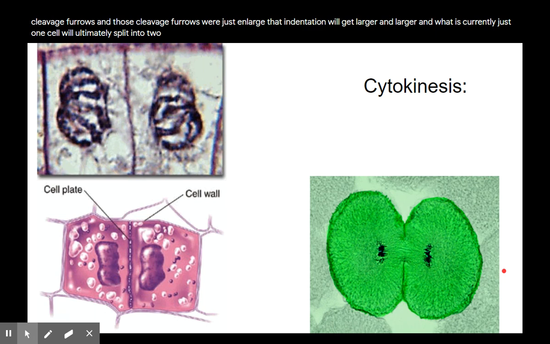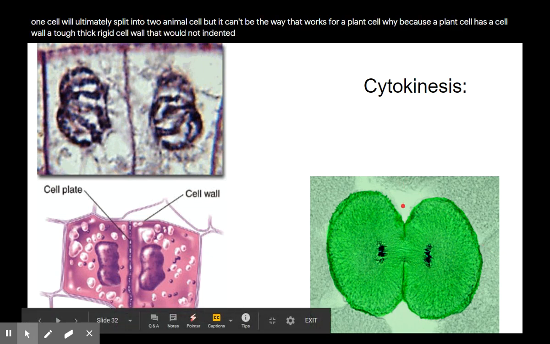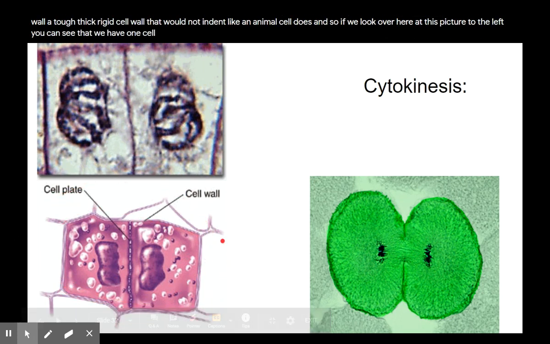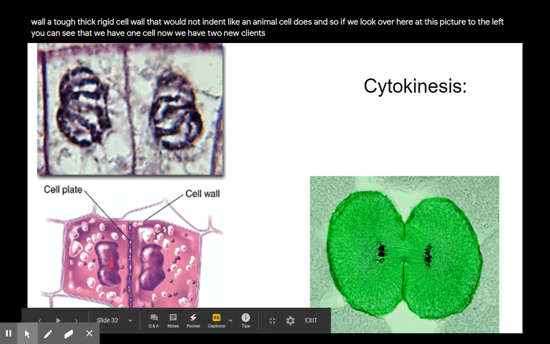Now, that's the way it works for an animal cell, but it can't be the way it works for a plant cell. Why? Because a plant cell has a cell wall, a tough, thick, rigid cell wall that would not indent like an animal cell does. And so if we look over here at this picture to the left, you can see that we have one cell. Now, we have two nuclei. There's one on the left, there's one on the right.